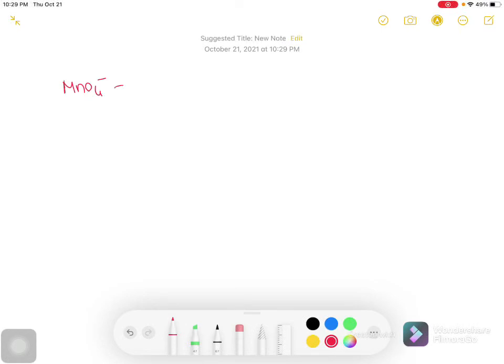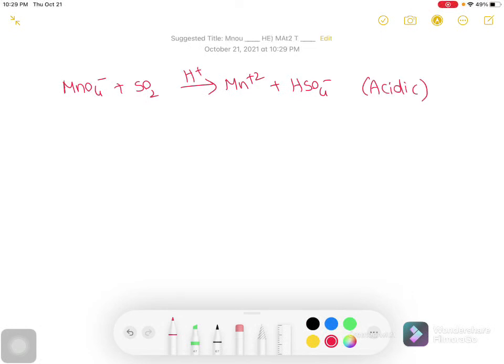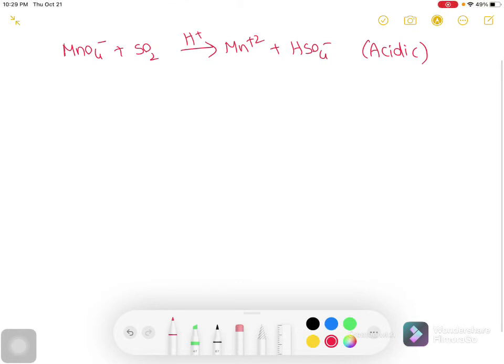MnO4 minus plus SO2 gives rise to Mn plus 2 plus HSO4 minus, in acidic medium. This is acidic medium. First of all, we have to divide this equation into two half reactions, that is oxidation and reduction. Actually, this oxidation and reduction we can identify by using oxidation states.